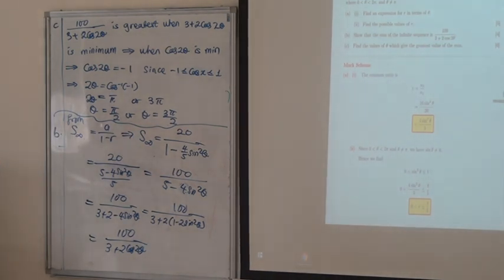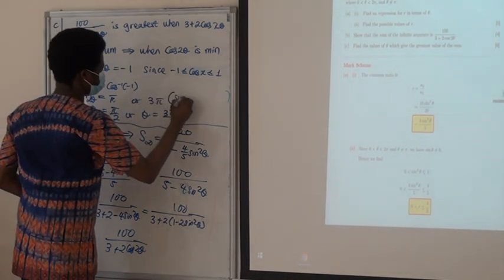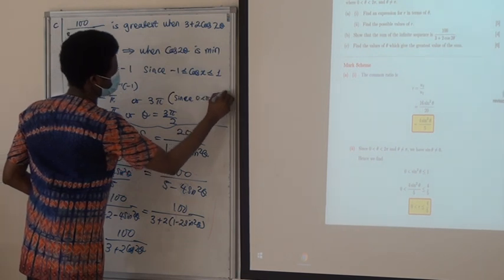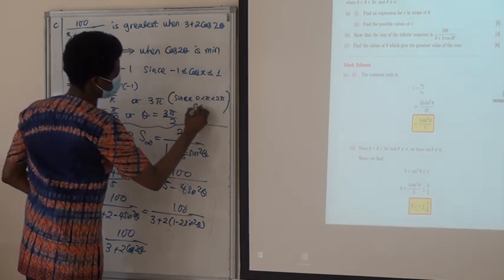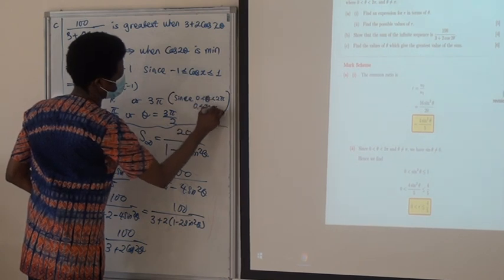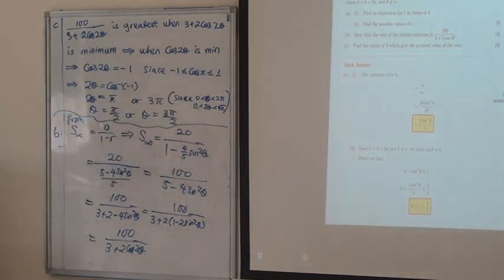Any questions? So the reason here: since 0 is less than theta less than 2 pi, then 2 theta lies between 0 and 4 pi. So that's why we're considering 2 theta. Okay?